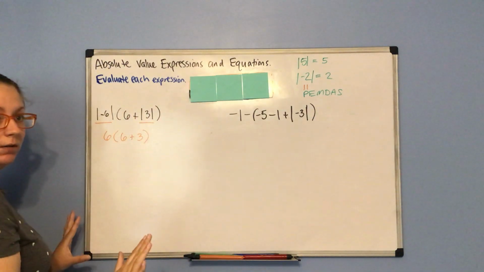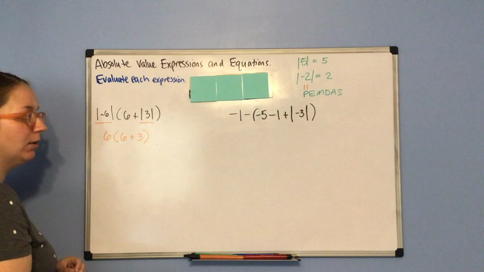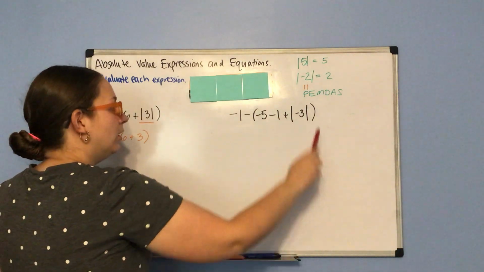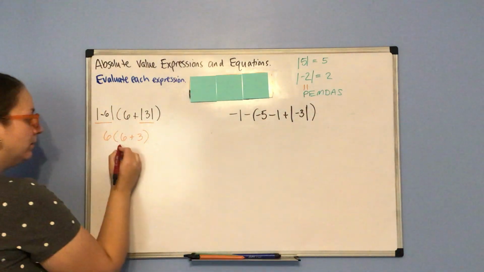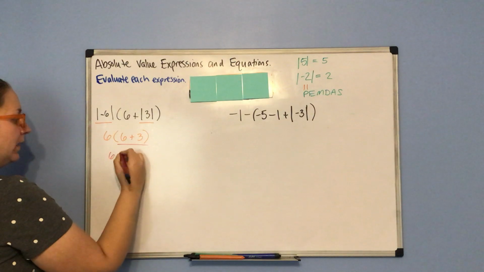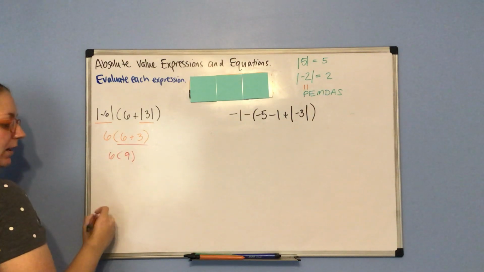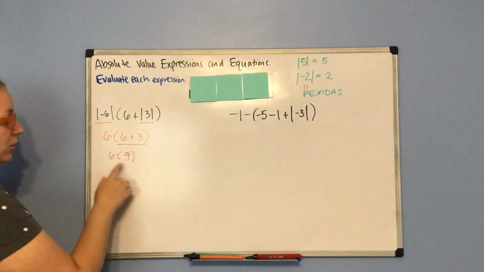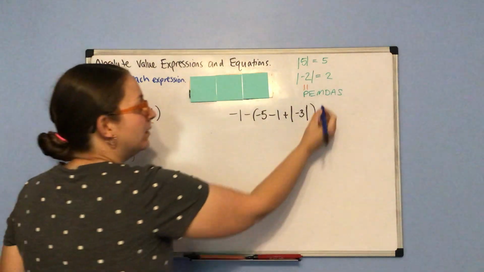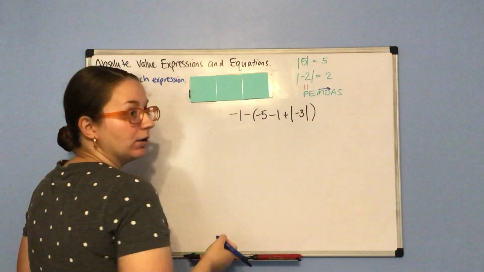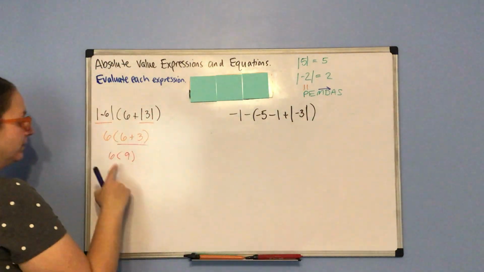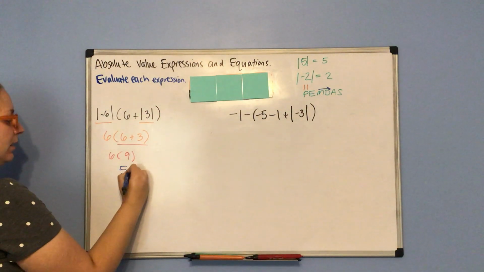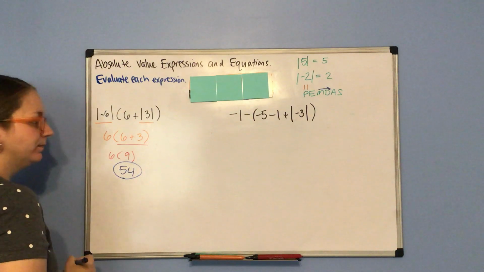Now that we've taken care of all of our absolute value stuff, we're going to follow our order of operations. We do have parentheses things to do, so we'll do that next. 6 plus 3 gives me 9. I need to keep the parentheses around that 9 because this is showing that we need to multiply. Multiplication and division, remember, go together in the same step, left to right. 6 times 9 gives me 54.